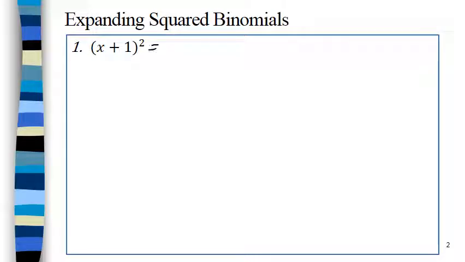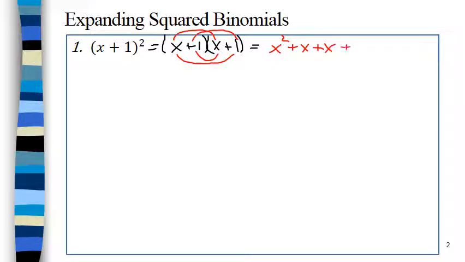When we expand squared binomials, really the quantity x plus 1 squared means x plus 1 times x plus 1. And we learned in Algebra 1 that we then distribute or FOIL each of the terms individually. So x times x becomes x squared, x times 1 becomes plus x, 1 times x plus x, 1 times 1 plus 1. And we can combine like terms, so we get x squared plus 2x plus 1. And as we do more of these, we should start to notice some patterns.